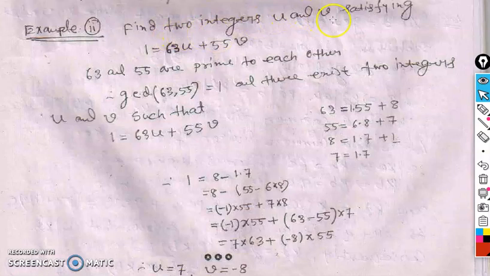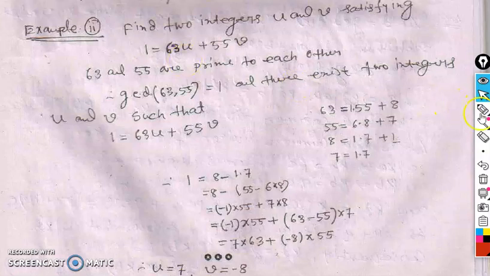Find two integers u and v satisfying 1 equals 63u plus 55v. It's a very easy, very interesting example for you, because here it is not mentioned that the GCD of 63 and 55 is 1, but according to this question, you can easily observe that the GCD of these two numbers is 1, because the procedure for finding the GCD of any two numbers gives the linear combination of these two numbers in the form of au plus bv.